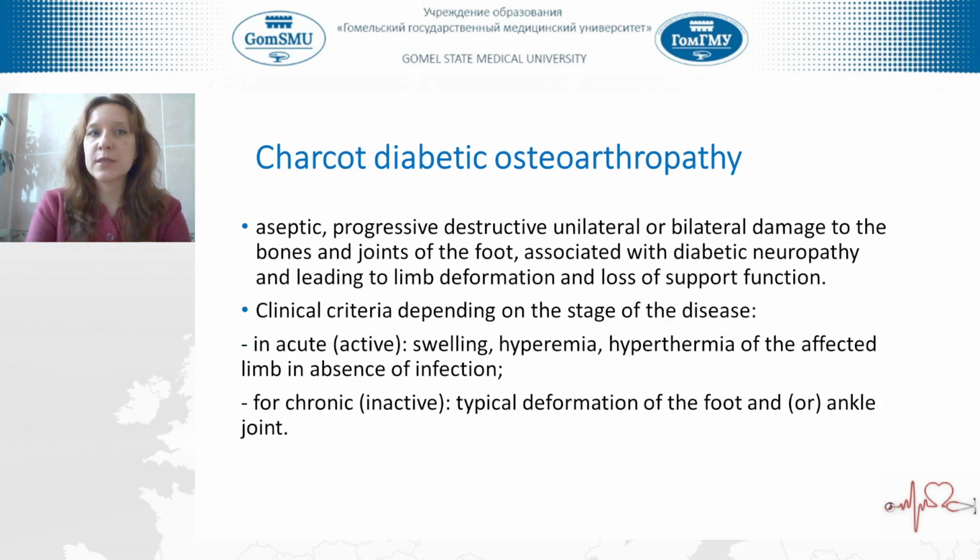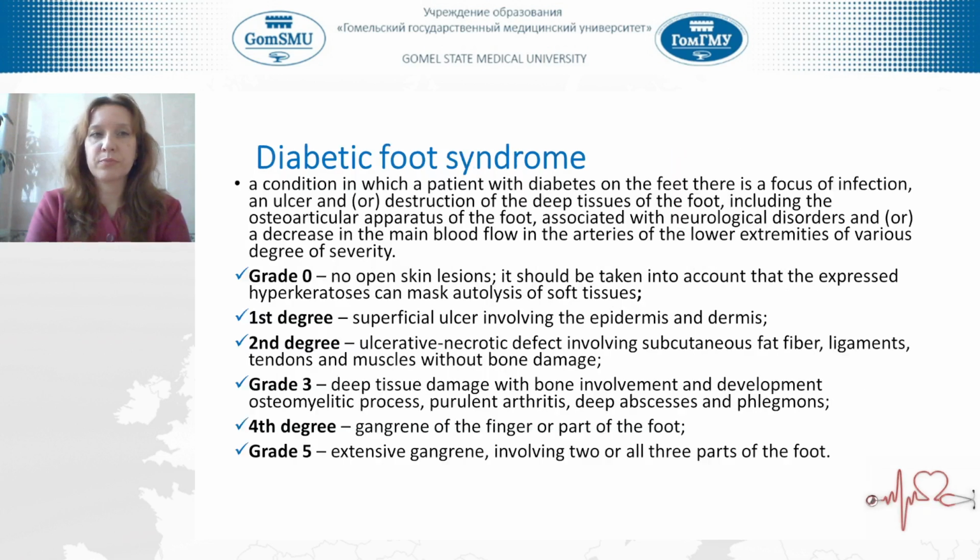Charcot diabetic osteoarthropathy. This is an aseptic, progressive, destructive unilateral or bilateral damage to the bones and joints of the foot associated with diabetic neuropathy and leading to limb deformation and loss of support function. Clinical criteria depend on the stage of the disease. In the acute, active form: swelling, hyperemia of the affected limb in the absence of infection. Or chronic, inactive: typical deformation of the foot or the ankle joint.